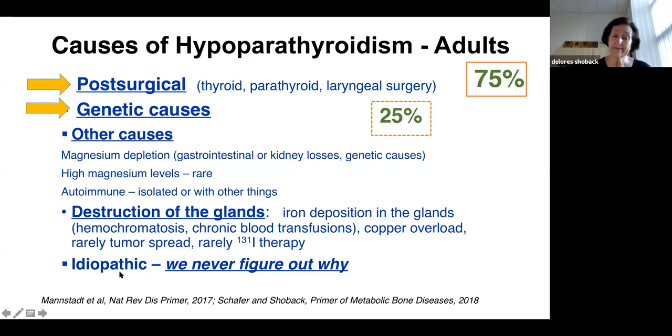And then there's a pretty big category. We're hoping to understand this better over time. We call it idiopathic. We don't know why you have it. So that's kind of just a bird's eye view of the causes. Many of you will be post-surgical, but those who aren't always want to know, why do I have this? And so these are some of the causes.